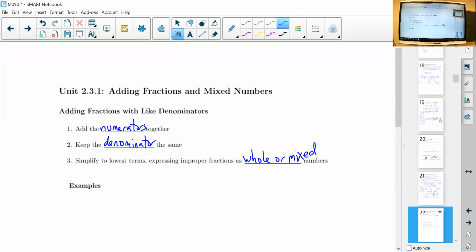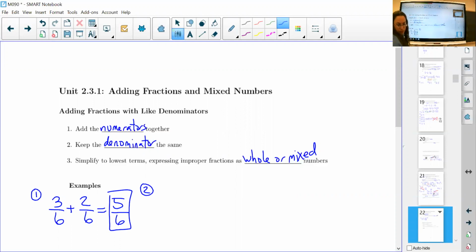Okay, so examples. 3/6 plus 2/6 equals 5/6. Notice that when I look at 3/6, I think, wait, that's 1/2, and I want to simplify it. But because these have the same denominator, it's easier not to simplify right off the bat. Now, if 5/6 could be simplified, sure, I could do that. But 5 and 6 are relatively prime, so I'm done. There's my answer.